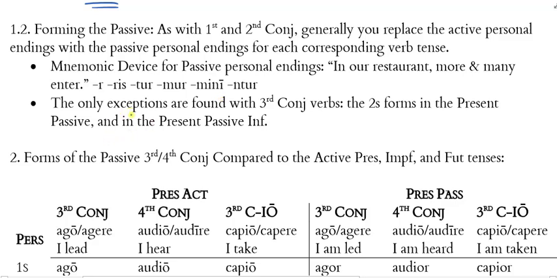The only exceptions to just replacing the active endings with the passive ones, while keeping everything else the same, are found with third conjugation verbs. Those have a little bit of difficulty because of deviations in two places: the second singular forms in the present passive, and the present passive infinitive for third conjugation. We'll look at some of those deviations here in just a moment.